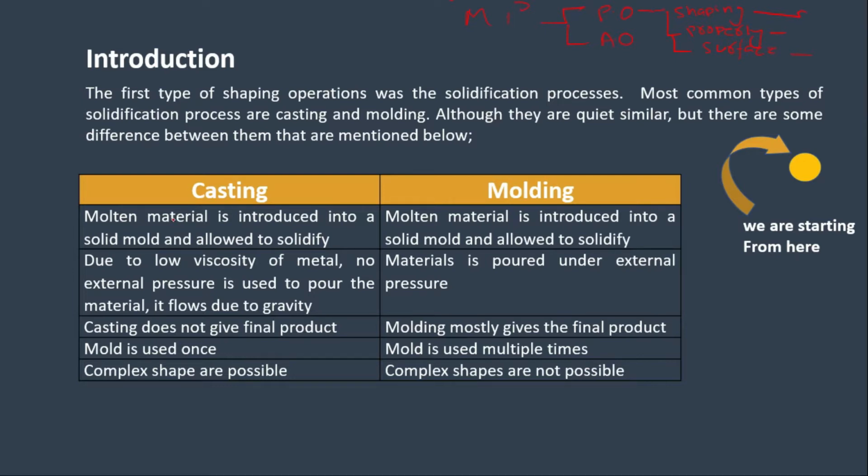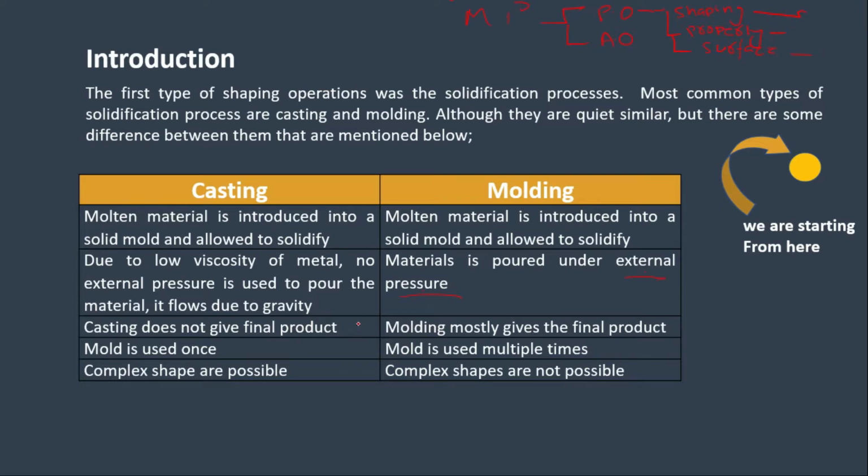If you see here, they both have molten material introduced into the mold cavity and allowed to solidify. But casting is performed on metals, and due to the low viscosity of metal, no external pressure is used to pour the material, so it flows due to gravity. While molding is performed on plastics or polymers, which have higher viscosity, so they require external pressure to be poured into the mold cavity.